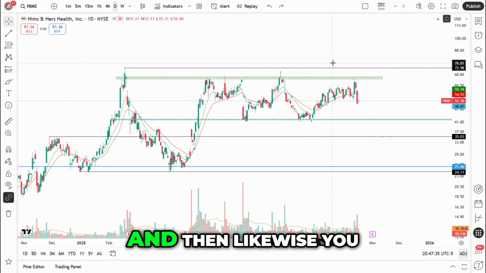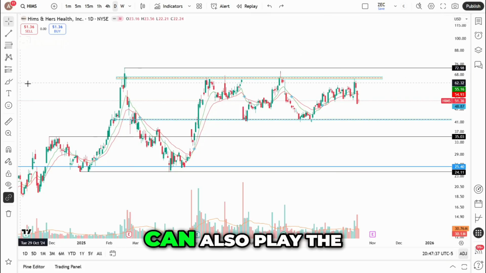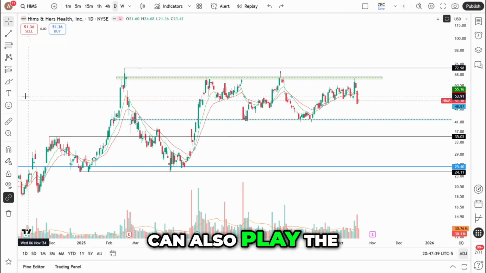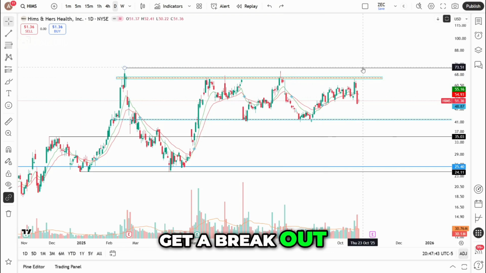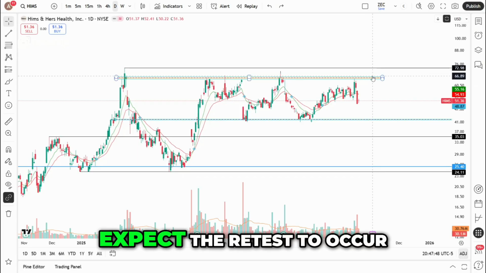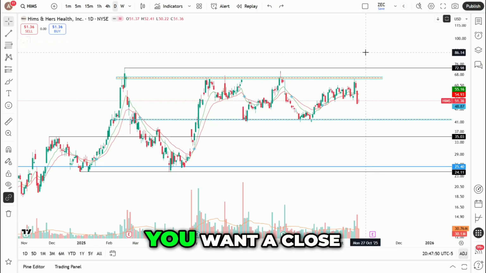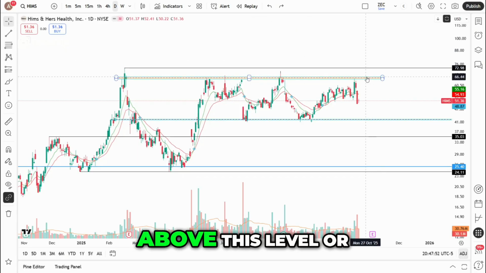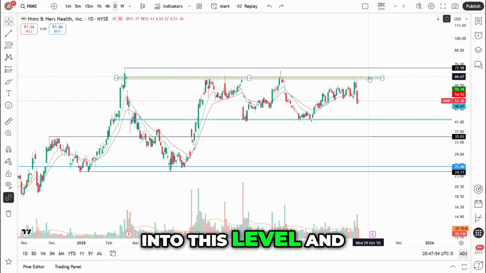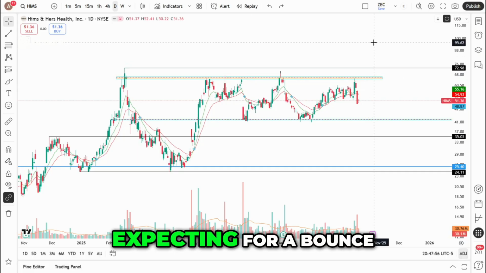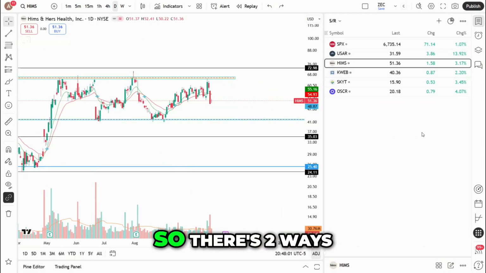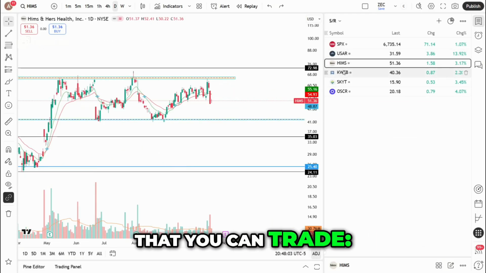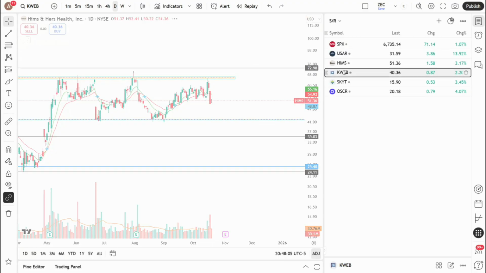And then likewise, you can also play the break of the range, meaning that once you get a breakout, you trade the SR flip model, which is that you expect the retest to occur. You want a close above this level or into this level, and then you go long expecting a bounce to occur and create that SR flip. So there's two ways that you can trade support and resistance.